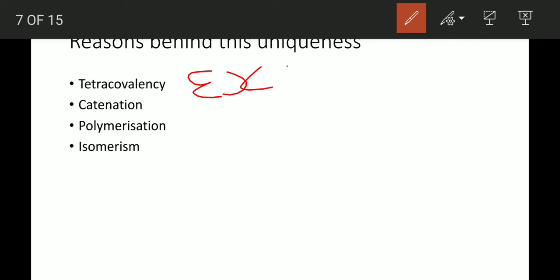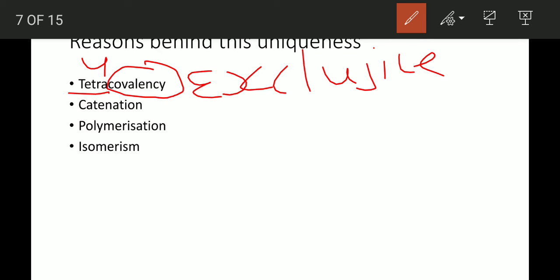This is an exclusive property in carbon. Tetracovalency: tetra means 4. Covalency means only sharing of electrons. Covalent bond, I said, is used here. Covalency means covalent bond. That means it can share 4 electrons. This is the exclusive property in carbon.